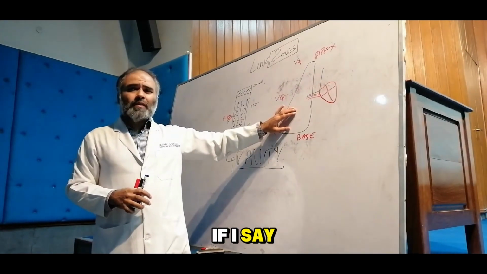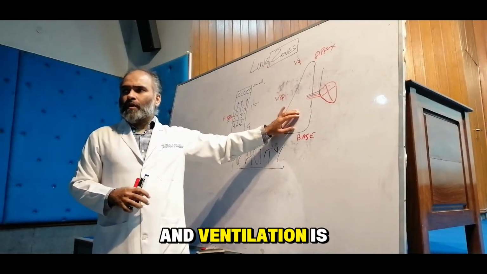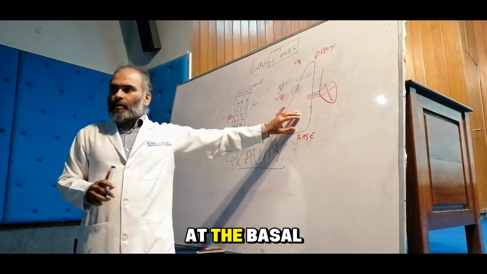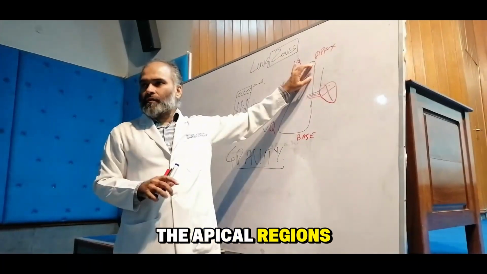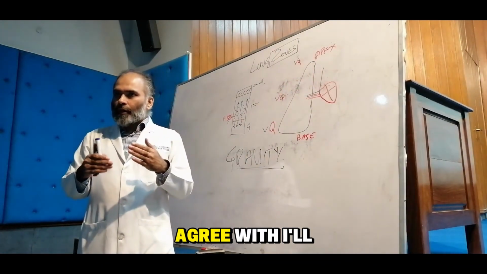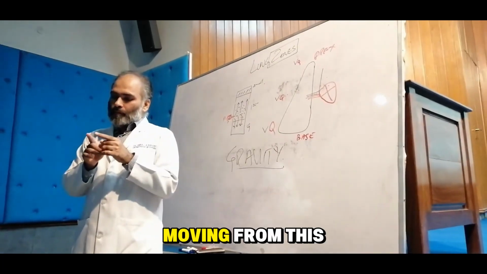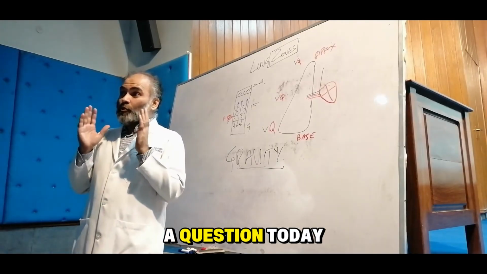If I say that perfusion and ventilation are both more at the basal level of the lungs as compared to the apical regions, is this something that you would agree with? I'll say it again, because tomorrow I'll be moving on from this point onwards. I won't explain the whole thing. So ask me a question today.